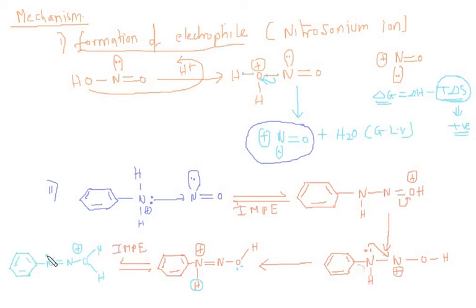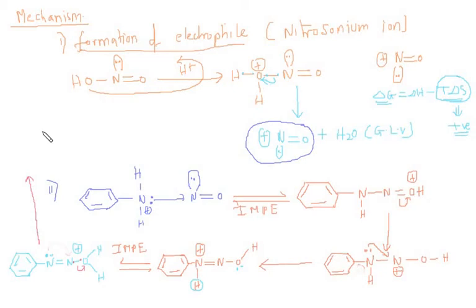Here again nitrogen has a lone pair, so it donates its lone pair to the neighboring nitrogen so that its octet gets completed. Sorry, there's a mistake. Wait, actually this oxygen has a positive charge. I just made a mistake. Oxygen has a positive charge, so what oxygen does is take the electrons of nitrogen, and being a good leaving group, it is released from the system.